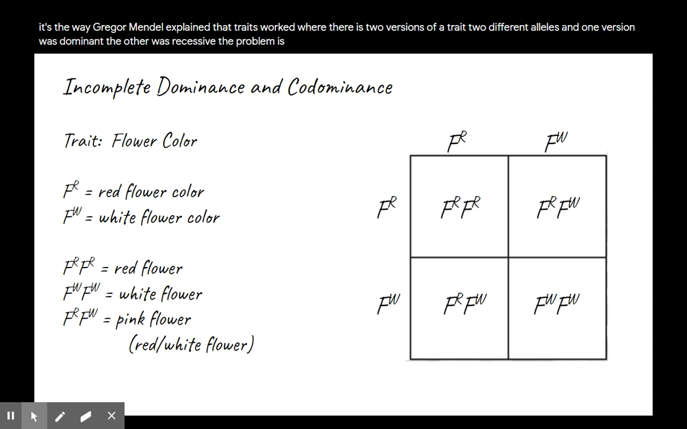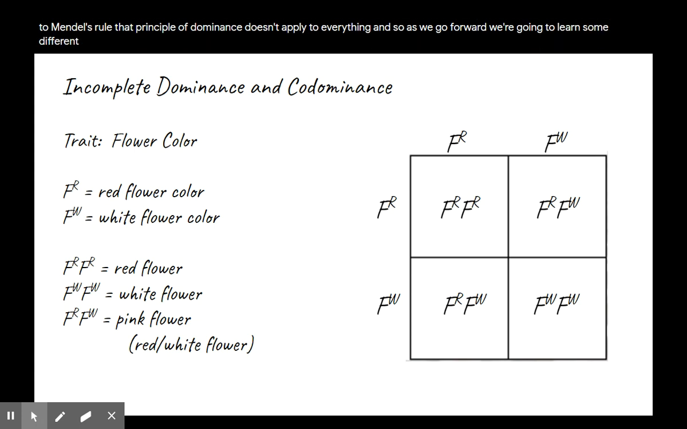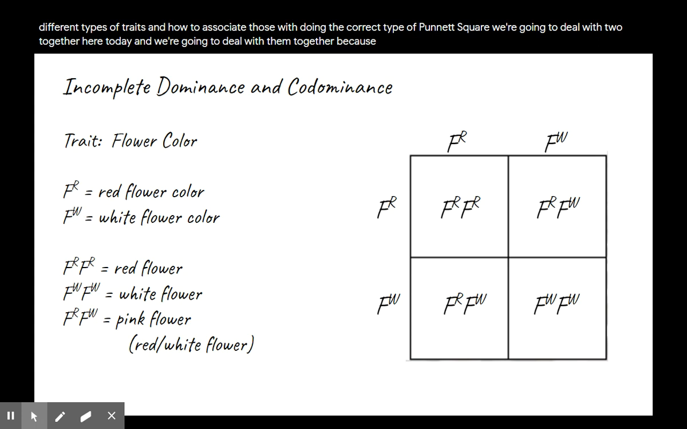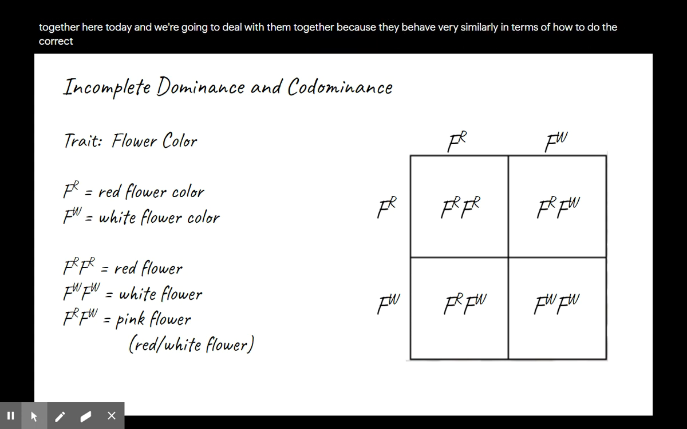The problem is that not all of our traits work that way. There are a number of exceptions to Mendel's rule. That principle of dominance doesn't apply to everything. And so as we go forward, we're going to learn some different types of traits and how to associate those with doing the correct type of Punnett square. We're going to deal with two together here today, and we're going to deal with them together because they behave very similarly in terms of how to do the correct Punnett square.